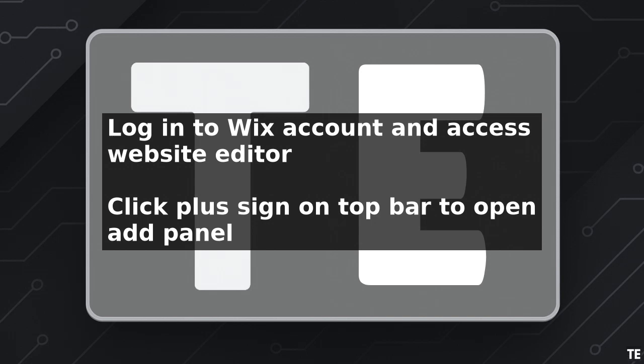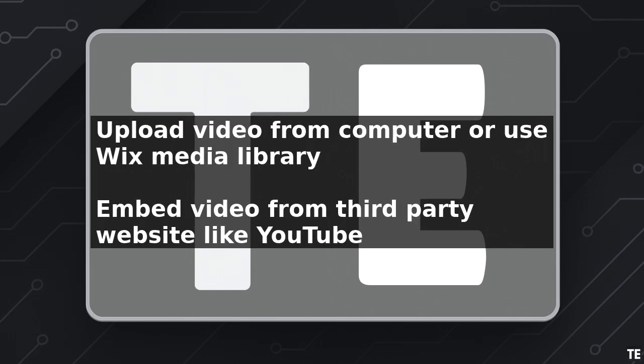To start, log into your Wix account and access your website editor. First, click on the plus sign on the top bar to open the Add panel. Then select the video option from the panel. You can choose to upload a video from your computer, use a video from Wix Media Library, or embed a video from a third-party website such as YouTube or Vimeo.